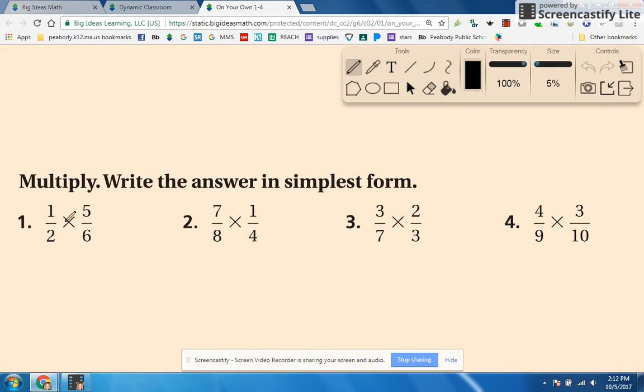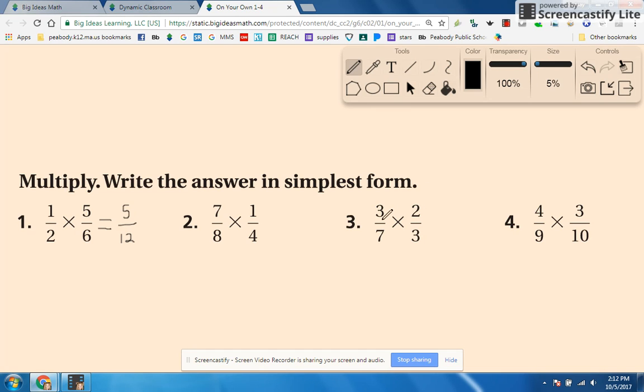If I look diagonally the other way, I have a 1 and a 6. There's nothing I could divide them by to make them smaller besides 1, and that's not going to help us either. So I'm ready to go, and I'm going to multiply my numerators. 1 times 5 is 5. My denominators, 2 times 6 is 12. And my answer is already in simplest form.